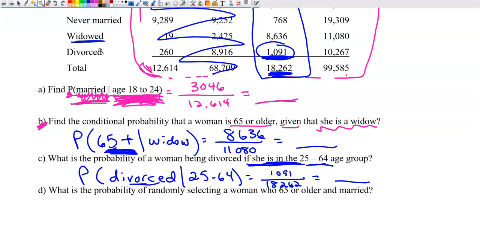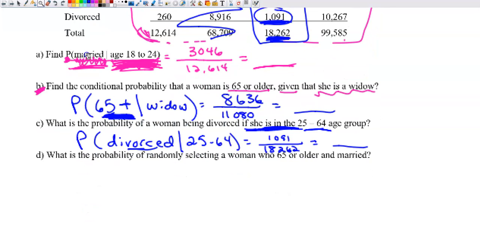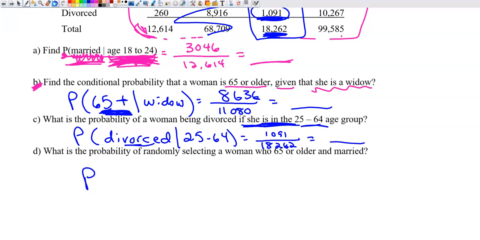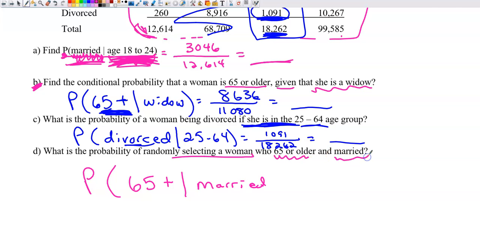what's the probability of randomly selecting a woman who is 65 or older and married? So here's what you would typically do, just by being robotic. Probability of being 65 plus if I know that she's married. And that's wrong. Why? It's not saying if I know that she's married. It's saying I'm randomly selecting a woman. I want to know the likelihood that she's 65 or older and married. So instead of a conditional probability, I slipped in a little and married.